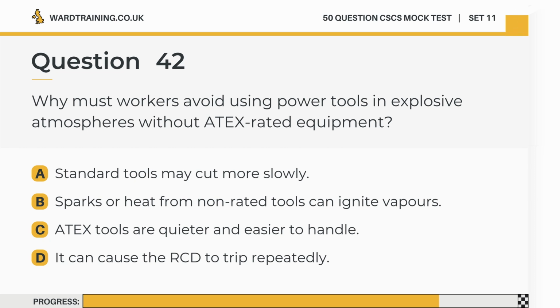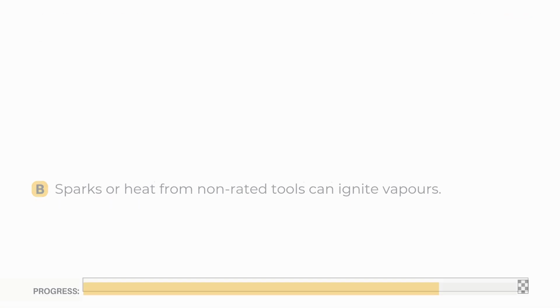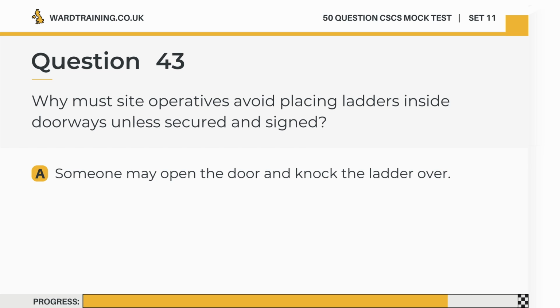The correct answer is B. Sparks or heat from non-rated tools can ignite vapors. Question 43. Why must site operatives avoid placing ladders inside doorways unless secured and signed? A. Someone may open the door and knock the ladder over. B. It may block inspection routes.